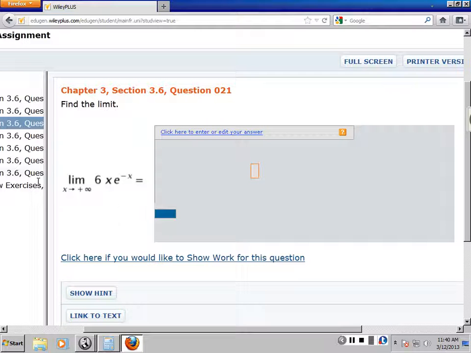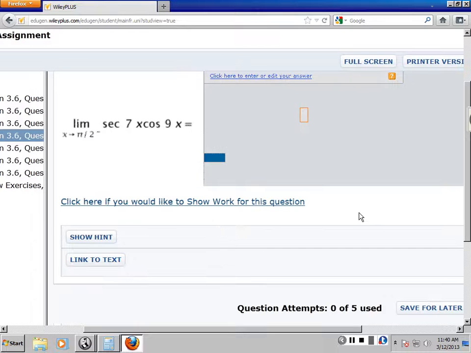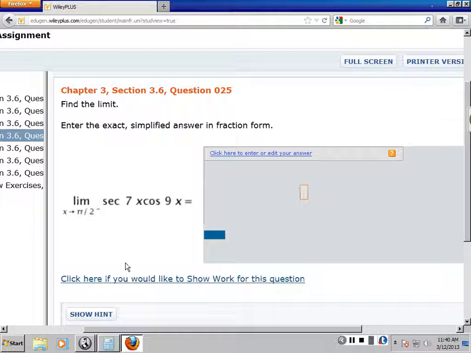So that concept can be utilized in multiple approaches. It might not always be a polynomial over e to the x. It might be something like this. So what is the most natural one to pull into the denominator? Secant, right? Write it as cosine. So you have cosine of 9x over cosine of 7x.